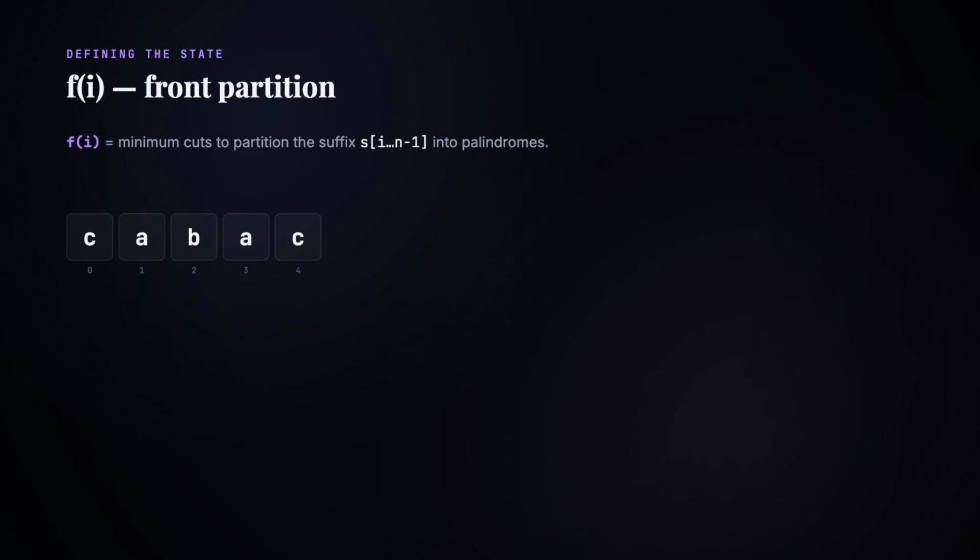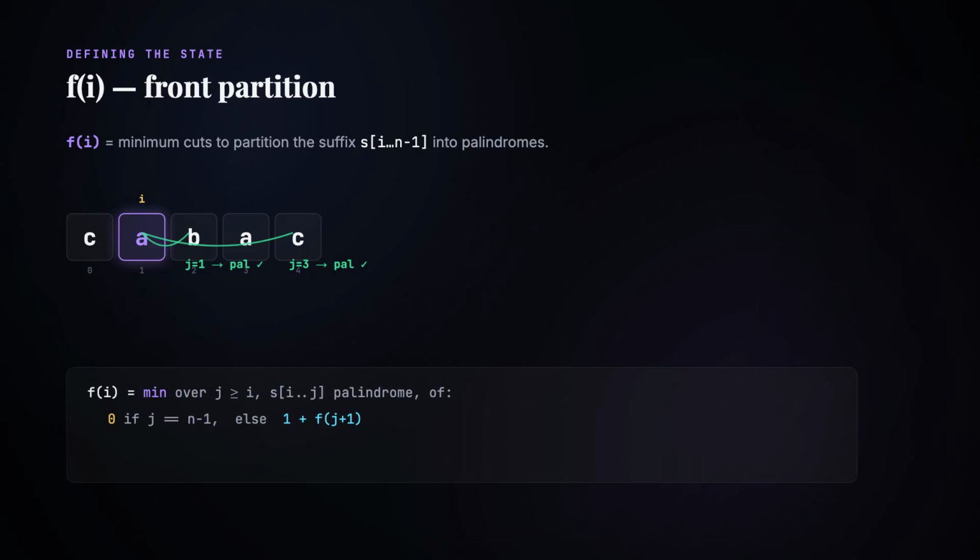Define f of i as the minimum cuts needed for the suffix s from i to the end. Stand at position i, and try every place j to end the first piece. If s from i to j is a palindrome, the cost is 0 if that piece reaches the end of the string, otherwise 1 plus f of j plus 1. The base case: f of n is 0, an empty suffix needs no cuts. The answer is f of 0.